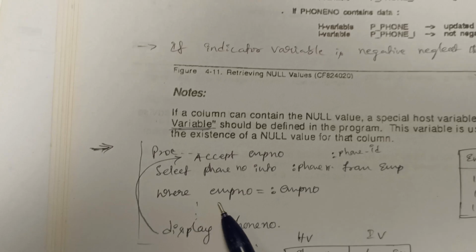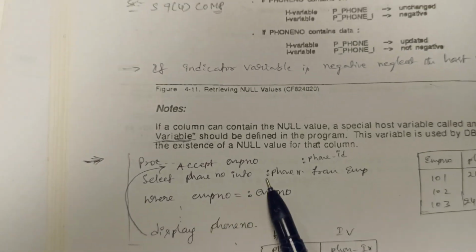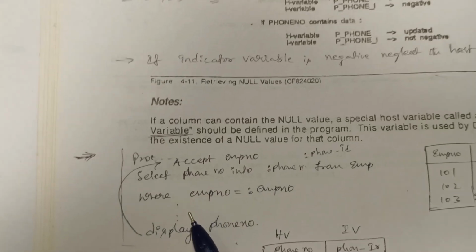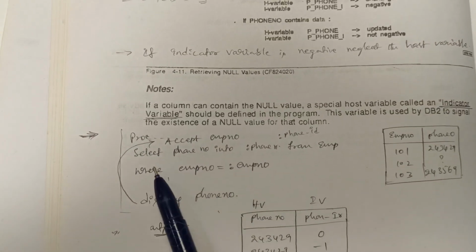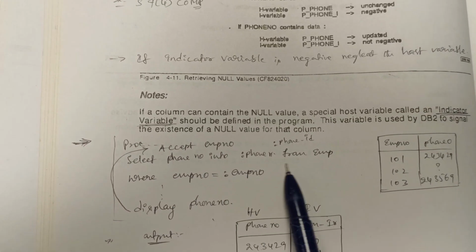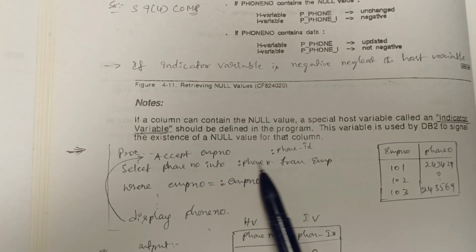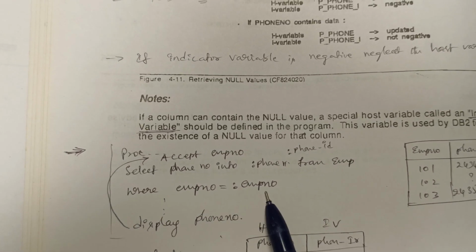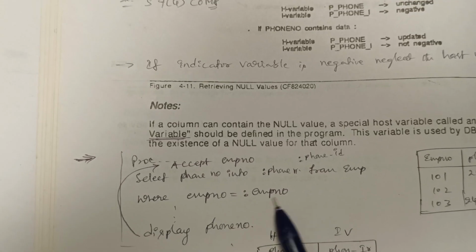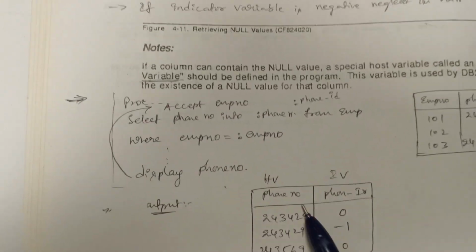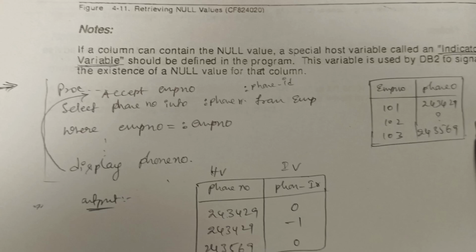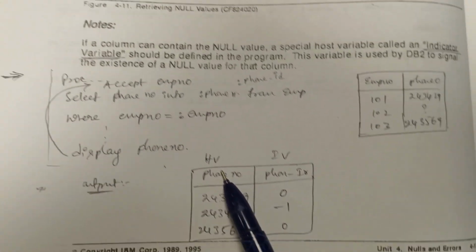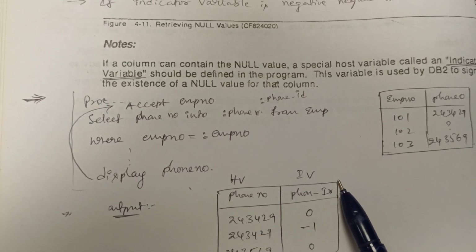And this is a sample of the syntax. They have given an example, and I have written the query: accept the employee number, select employee phone number into the phone number. I am inserting the table values here. Whenever the employee number is fetched, this is the host variable. This is the input table. After executing, the table shows the values contained in the host variable and the indicator value.